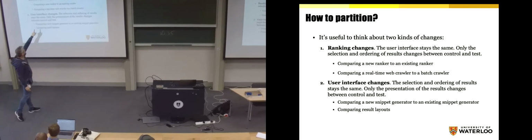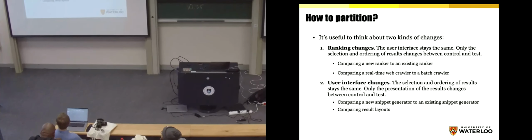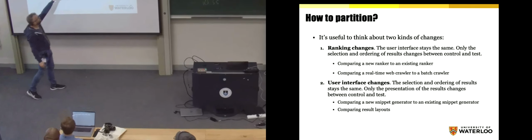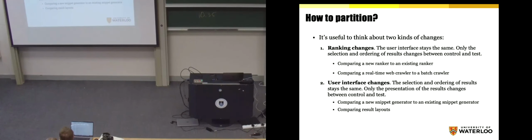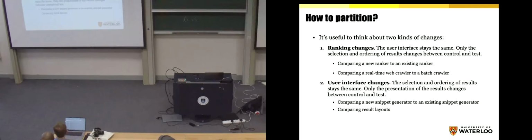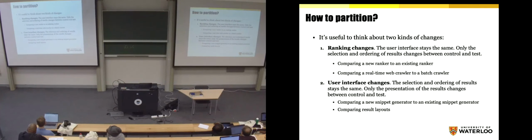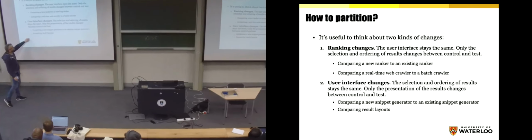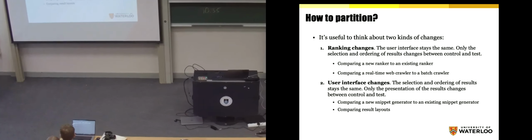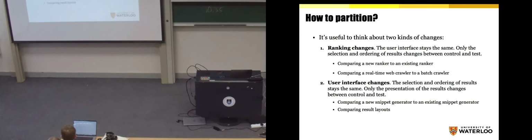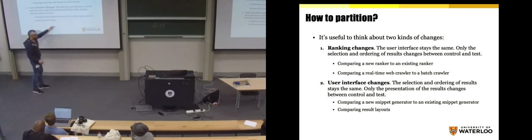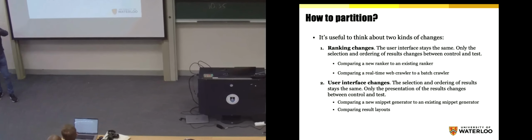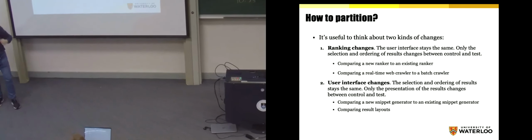Comparing a real-time web crawler, so updated the index faster, to something that used a batch crawler. So we want to see, is the fresher data better? Anything that's not changing how the user sees it, that's a ranking change. On the other hand, we have a user interface change, and that's where we have maybe a new way of presenting the results or a new way of laying them out. Maybe instead of like this, we're going to lay them out like that, okay?